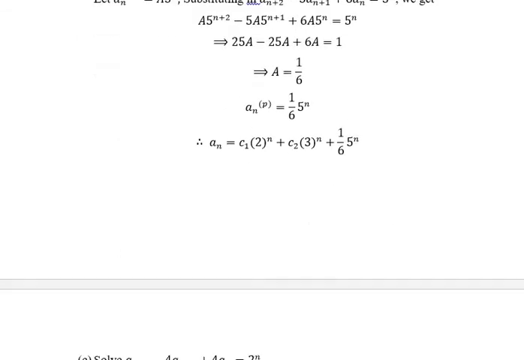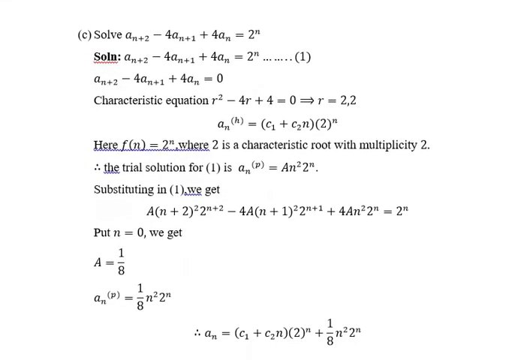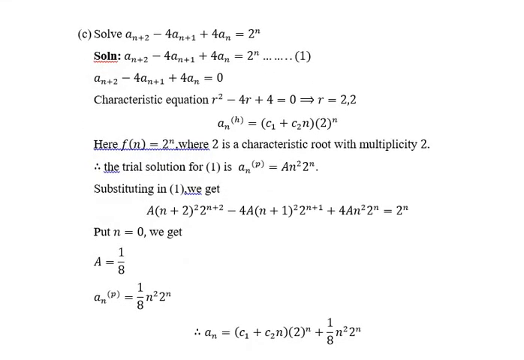Now let us see the next question. That is, solve a_{n+2} - 4a_{n+1} + 4a_n = 2^n. Yes, that is again a non-homogeneous equation. So your general solution will be a_n = a_n^h + a_n^p. In order to find a_n^h, we have to equate the equation to 0, that is a_{n+2} - 4a_{n+1} + 4a_n = 0.